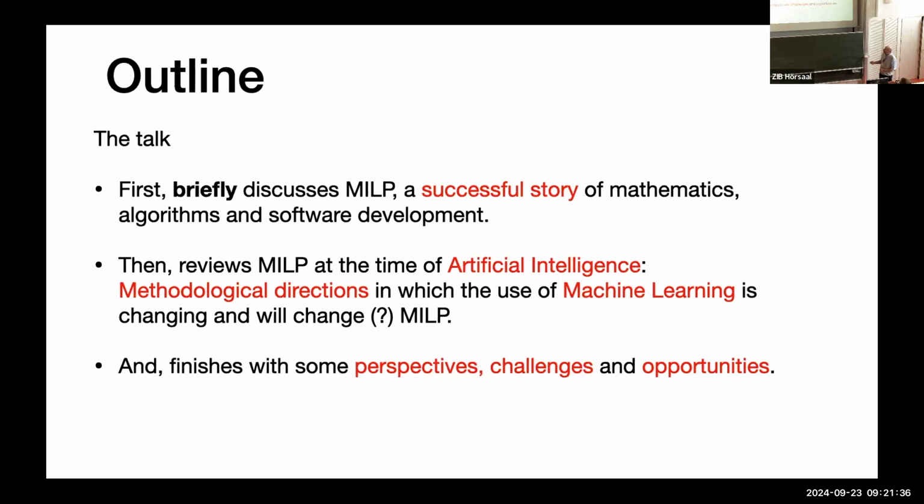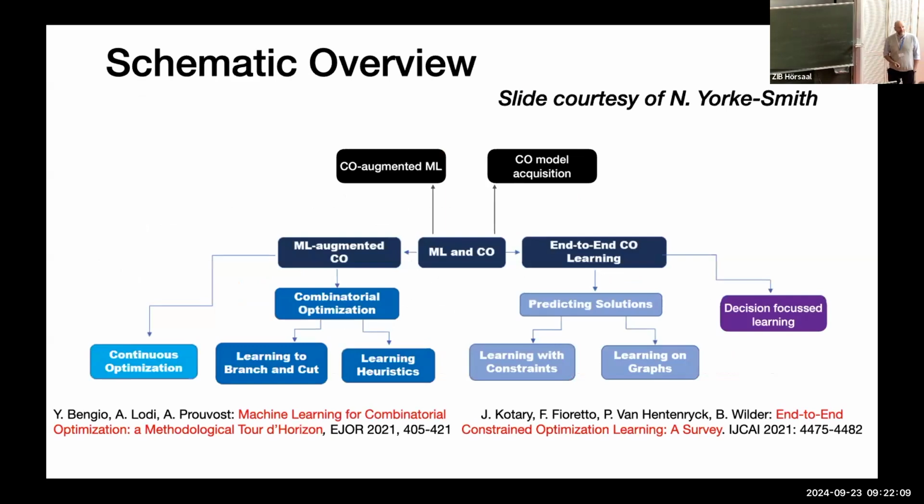So the outline of the talk is: I will briefly remind you of what you have done in the first week about mixed integer linear programming, and then I will tell you about mixed integer linear programming at the time of artificial intelligence, so the methodological directions in which the use of machine learning is changing, or will change, question mark, MILP computation. I will try to finish with perspectives, challenges, and opportunities, which, I don't know if I will have the time for, but otherwise we can take it in the coffee breaks and whenever there is time. I'm here until the end of the day for sure.